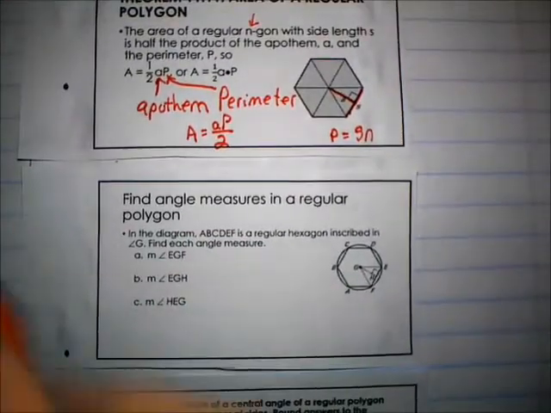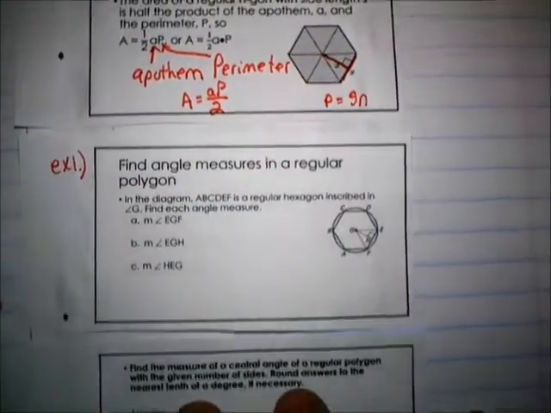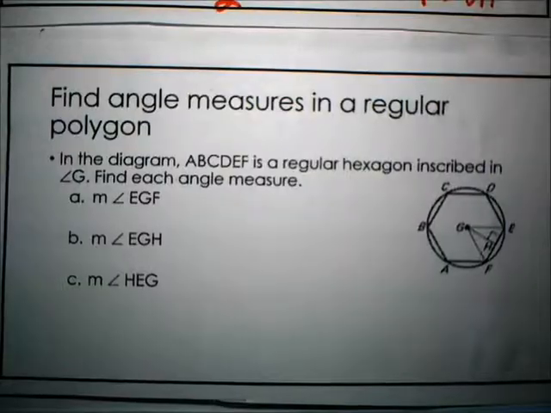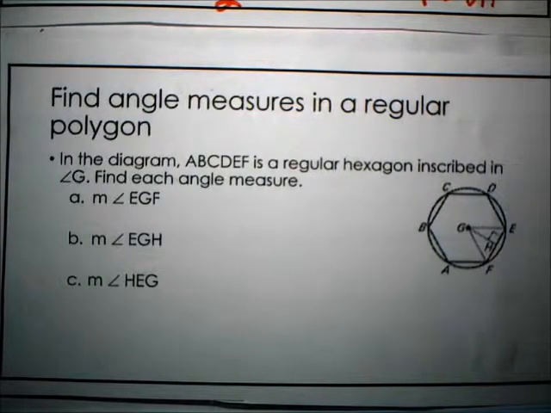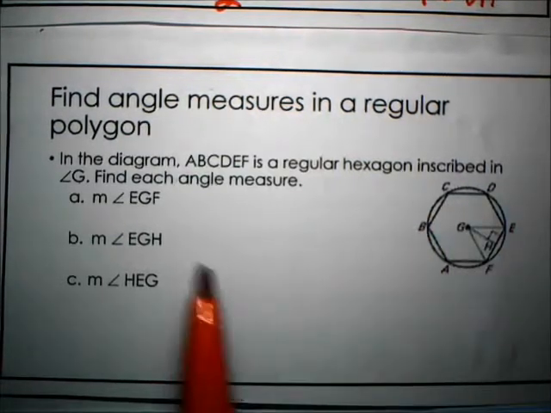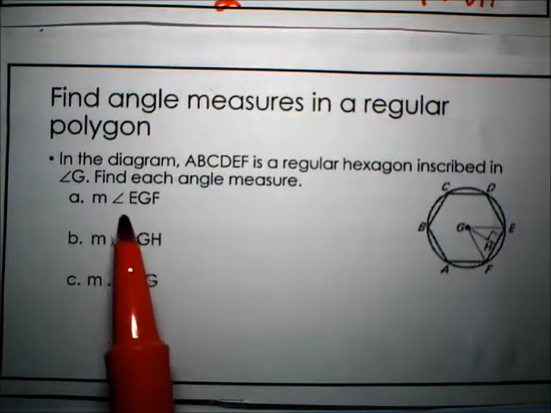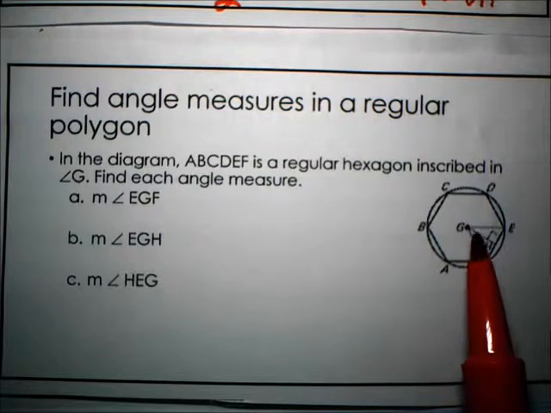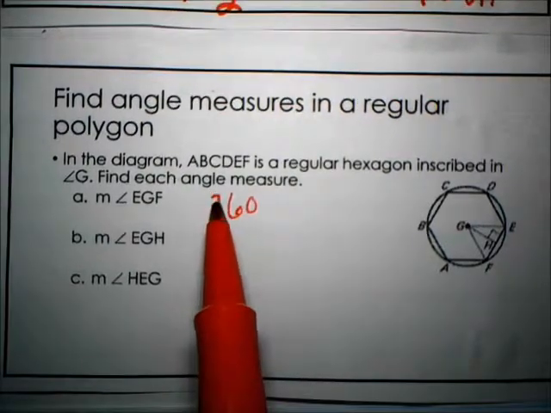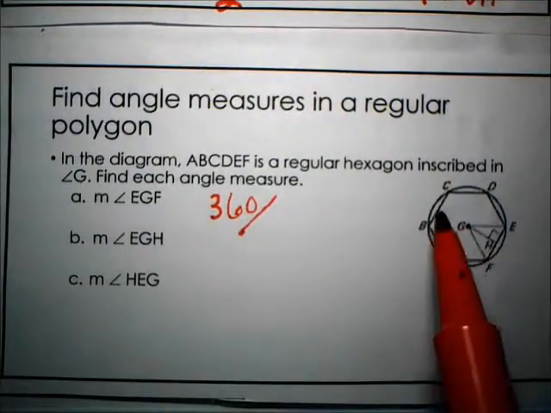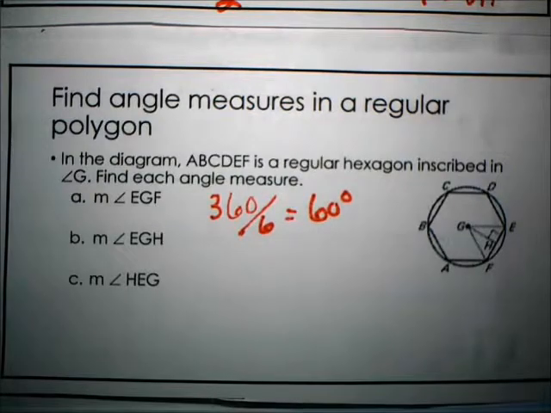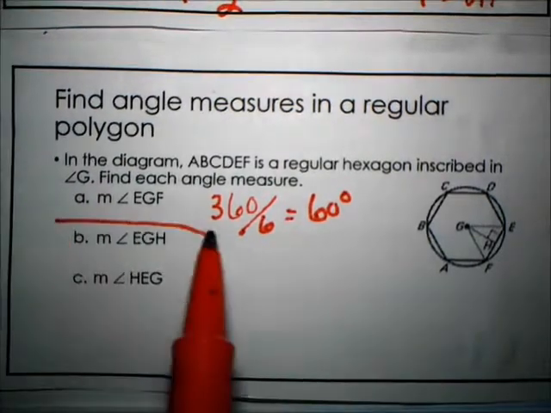Okay, so if I go to the first example here, example 1, if you're given this picture here, if I zoom in, so give me a minute. On this one it has the hexagon, which means it's 6 sides, inscribed inside the circle. It says find each angle measure. The first one, EGF, is the entire angle, which is a central angle. So the way to find that is to take 360 and divide it by the number of sides, 1, 2, 3, 4, 5, 6. So you divide by 6, and that means it is 60 degrees.